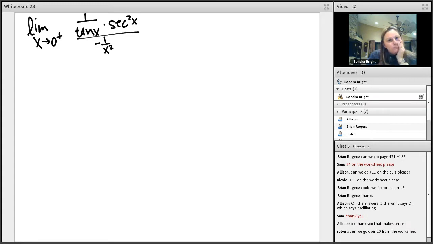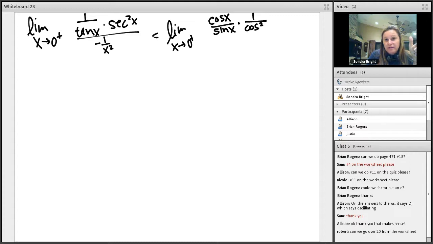Here's what I know. I know that tangent is sine over cosine. 1 over tangent is cotangent. So I could write this as cosine of x over sine of x. And then secant is 1 over cosine, so that's a 1 over cosine squared. And then I have a negative 1 over x squared, and I'm going to kick that upstairs too.